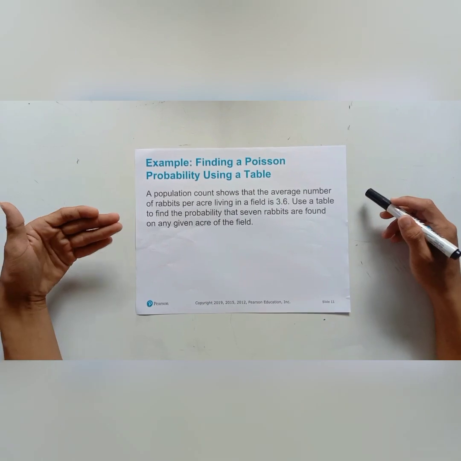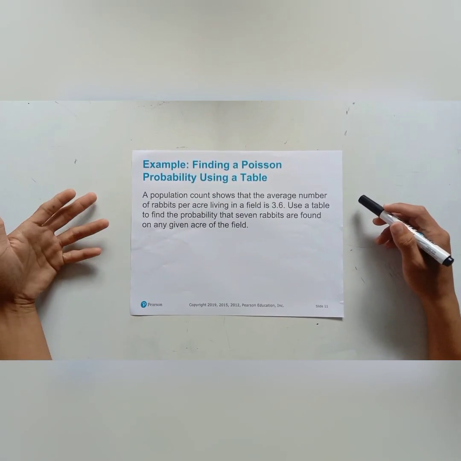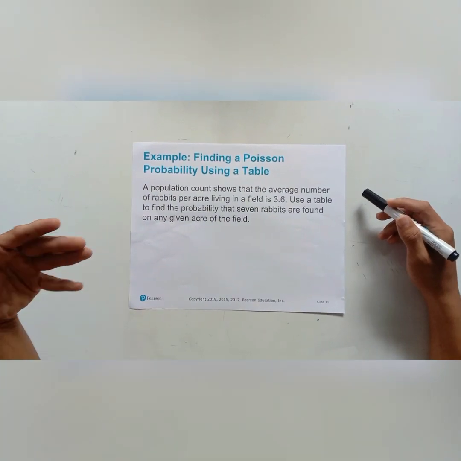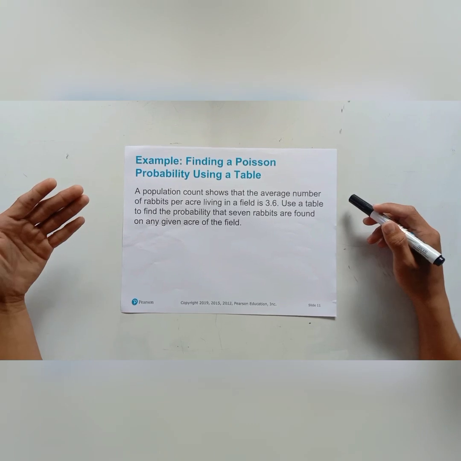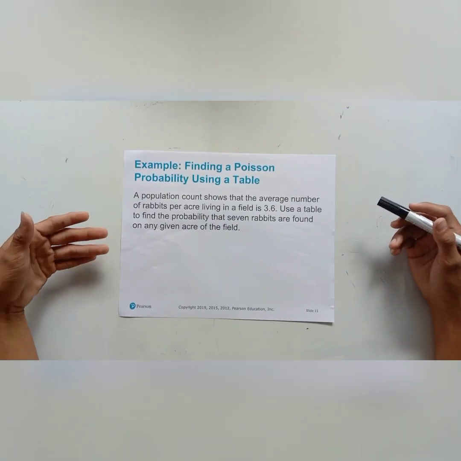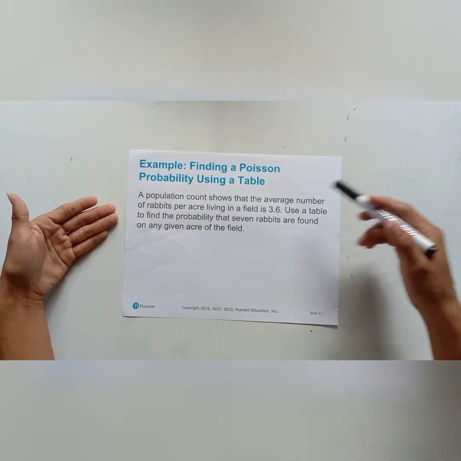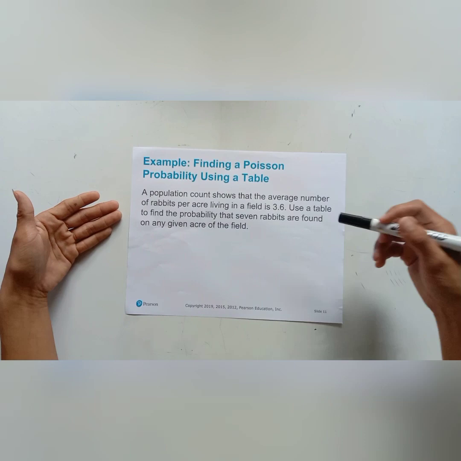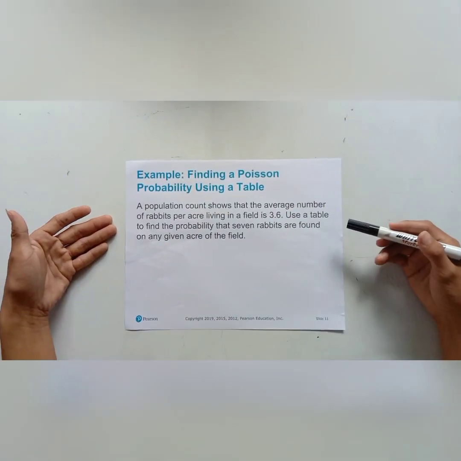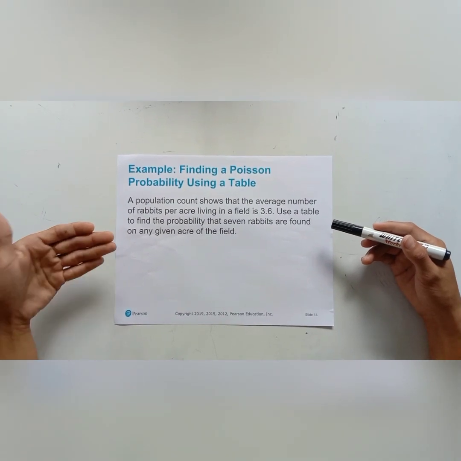And now, we are clear with the formula of the Poisson probability distribution. Now, we are going to find the probability of the Poisson distribution using a table. Say for example, a population count shows that the average number of rabbits per acre living in a field is 3.6. Use a table to find the probability that 7 rabbits are found on any given acre of the field.